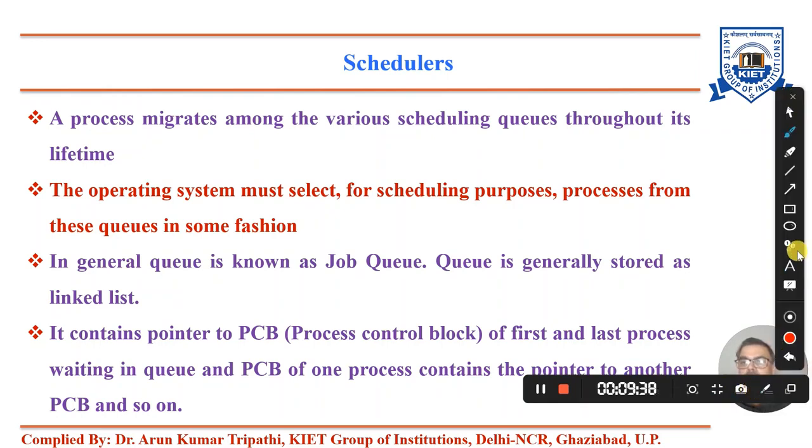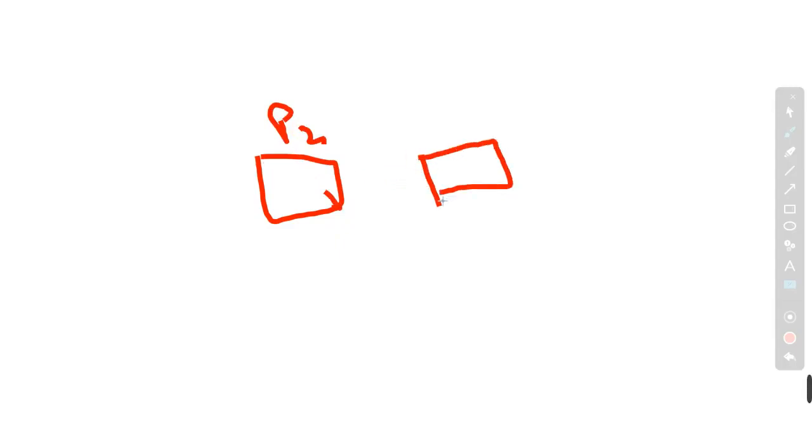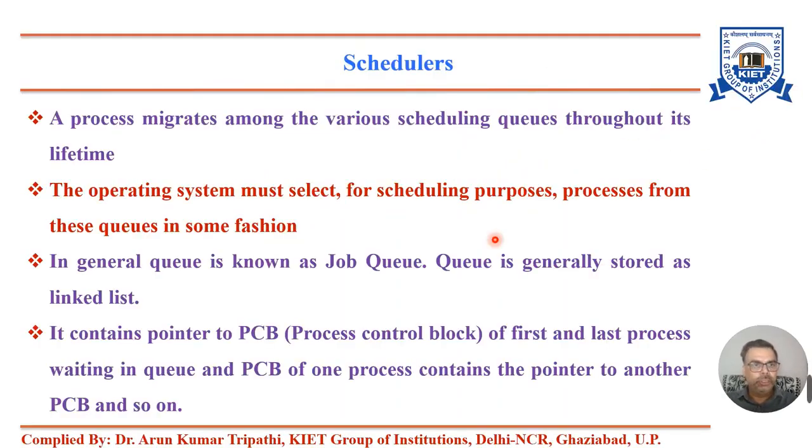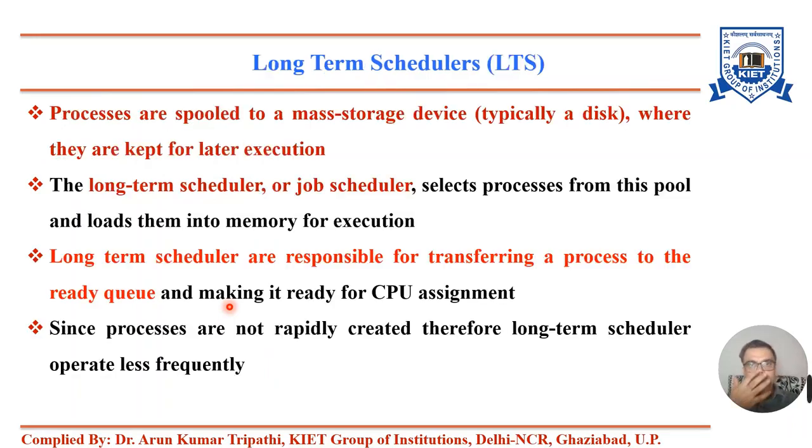For example, this is the PCB of process P2, this is the PCB of process P1, and this is the process P0. So P0 is the first process, and it is linked with the previous one, and that is linked with the previous one. This type of structure is followed by the schedulers. So I am going to discuss the long-term scheduler.